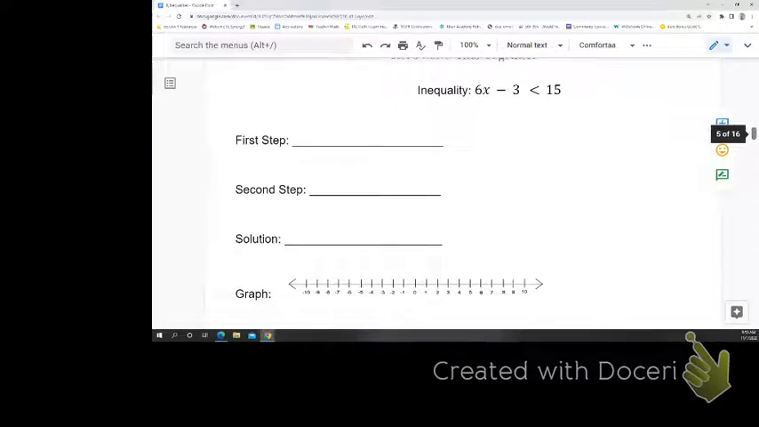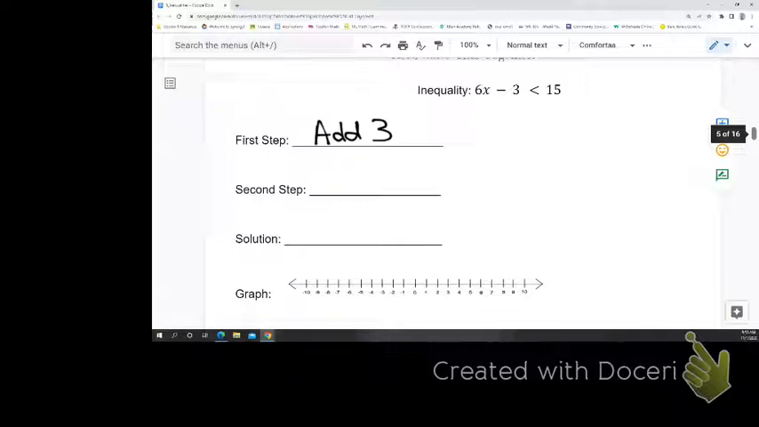So this is a nice two-step problem. What will my first step be? 6x is less than 15 plus 3. So we're going to add the 3, right? Yep, we're going to add 3.